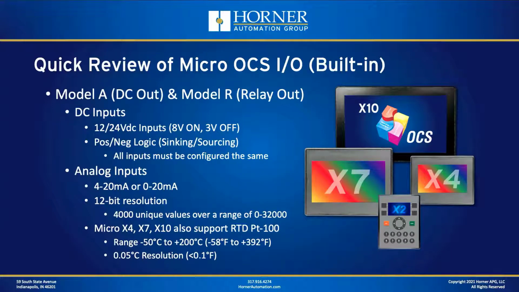And then the resolution on the temperature inputs, or the RTD inputs, is about 1/10 of a degree Fahrenheit. It's a little better than that actually, 0.05 C. So that's a quick review on the inputs for the Micro OCS. You've got 12 digital inputs and you've got 4 analog inputs.